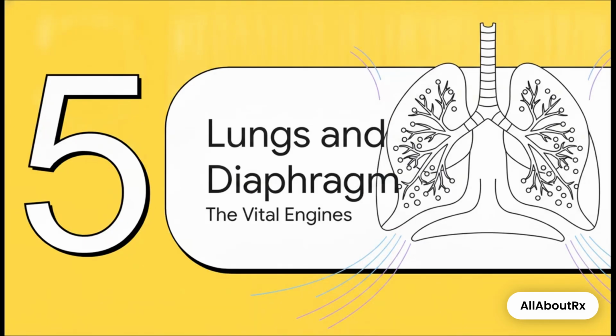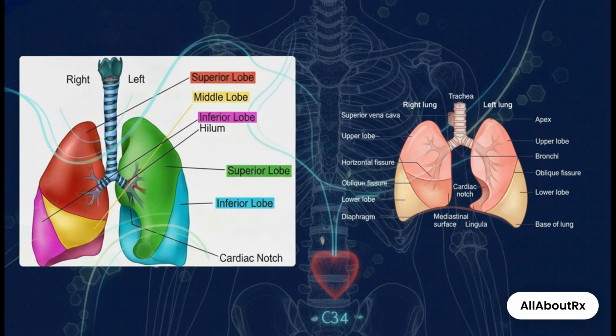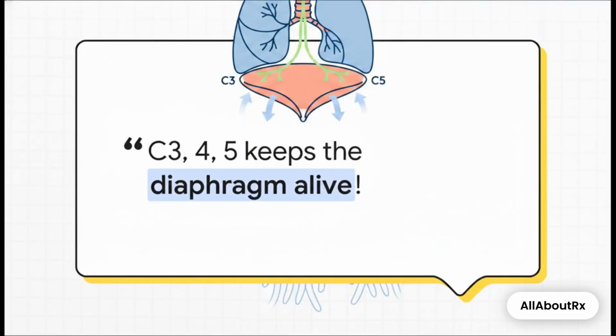Moving on to Part 5, lungs and diaphragm, the vital engines of the thorax. Because of where the heart sits, our lungs are actually quite asymmetrical. The larger right lung features 3 distinct lobes, superior, middle, and inferior, which are separated by 2 fissures, the horizontal and the oblique. The left lung, however, only has 2 lobes and a single oblique fissure to make room for the heart via that prominent cardiac notch. And right below that notch on the left side is the lingula, which is the small tongue-shaped projection off the superior lobe.